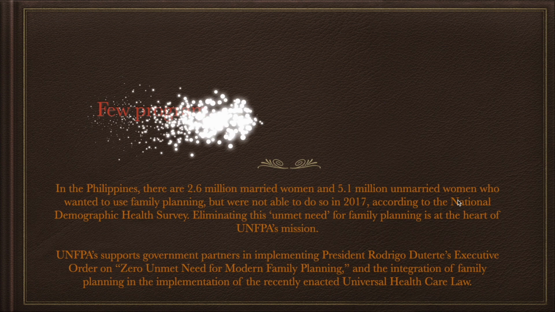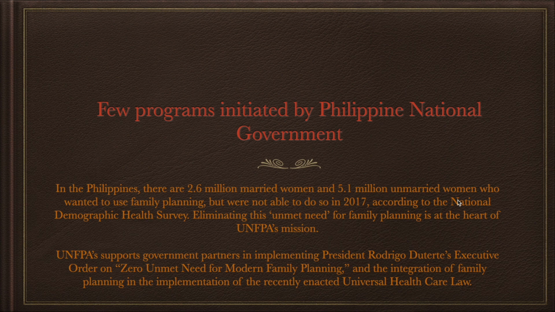So now coming to the program initiated by the Philippines national government. In the Philippines there are 2.6 million married women and 5.1 million unmarried women who want to use family planning but are not able to do so, according to data of 2017. And according to NDHS, eliminating this unmet need for family planning is at the heart of UNFPA's mission. So what is UNFPA's mission? It's zero unmet need for modern family planning.